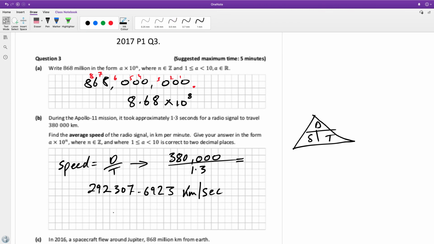I don't know, it's not one of the answers. Alright, I multiply this by 60, okay? And I get 17,538,461.54, and that's kilometers per minute. Yep.